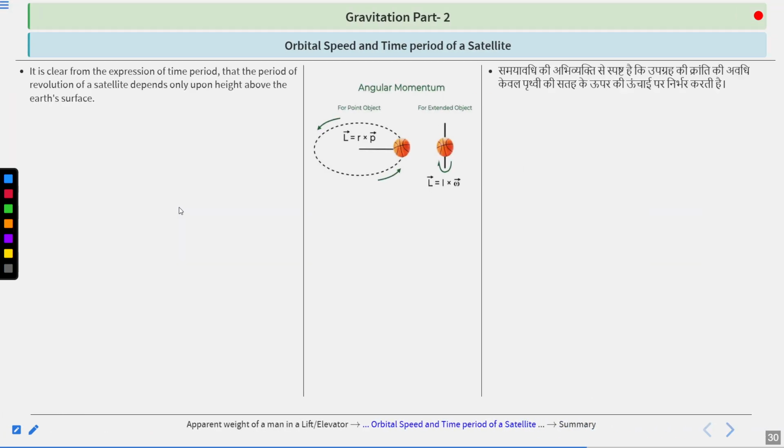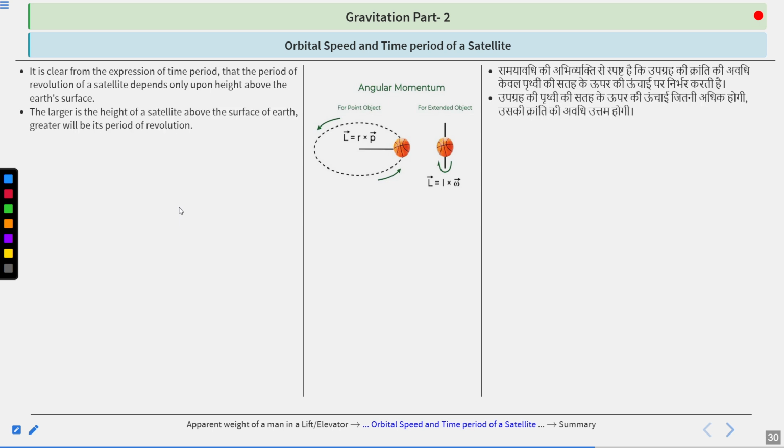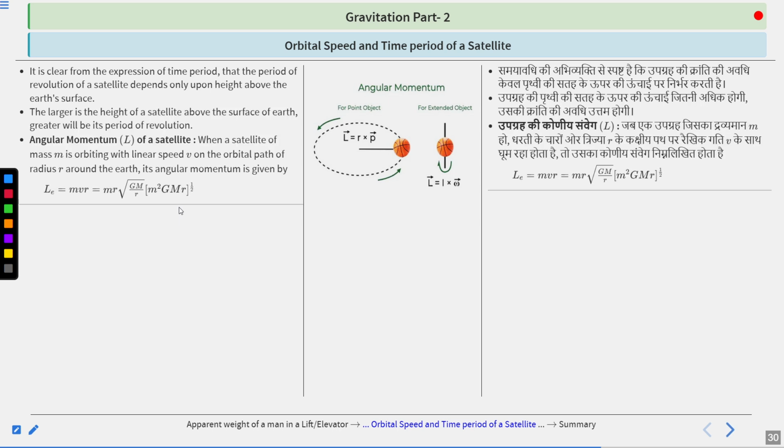It is clear from the expression of time period that the period of revolution of a satellite depends only upon its height above the Earth's surface. The larger the height of a satellite above the surface of Earth, the greater will be its period of revolution. Then we have angular momentum, L, of a satellite.